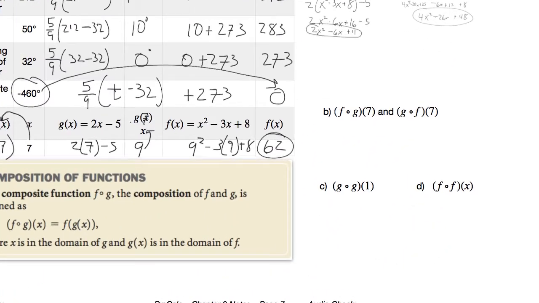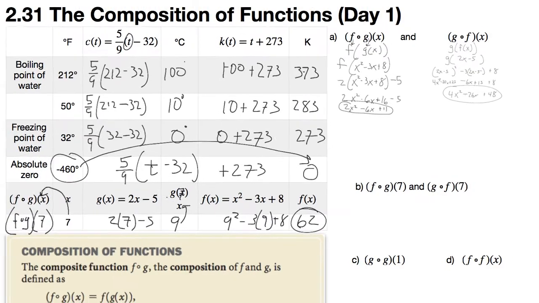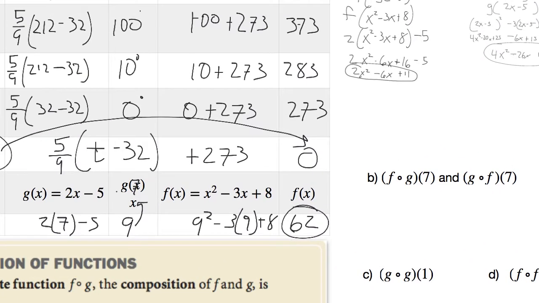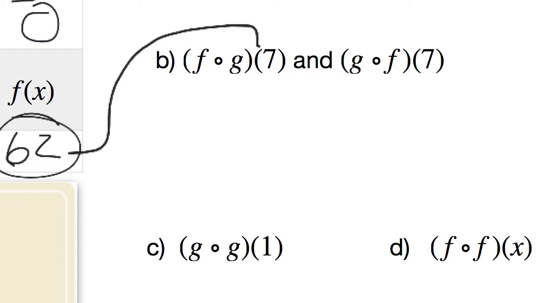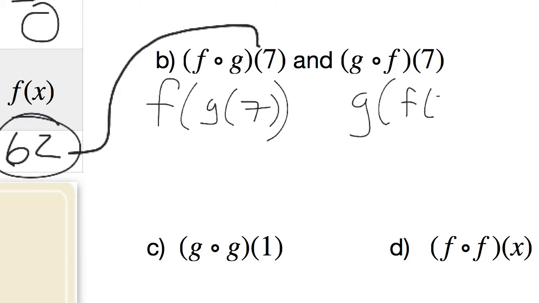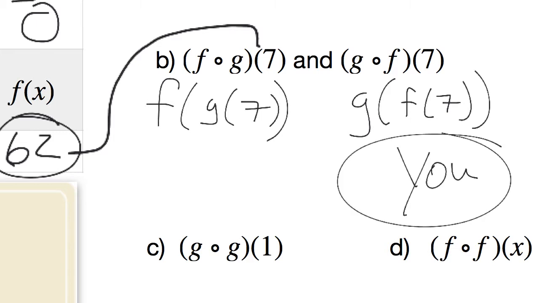So, part B, we've actually already done some of it. So you can see that we did this part right here. We got 7. That's because we substituted f, g, 7. What I want you to do right now is the other composition. Figure out what f of 7 is, and then put that into g. I want you to do this. Pause the video and try it right now.